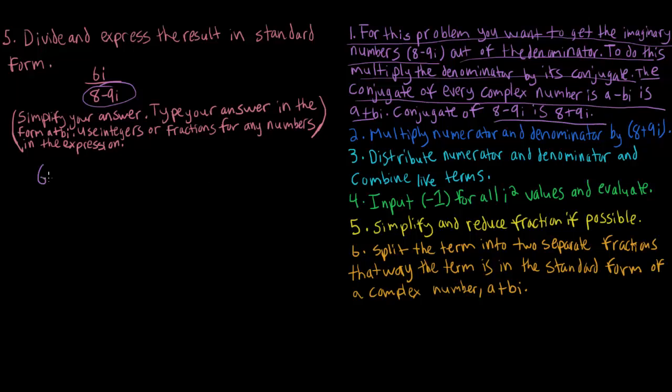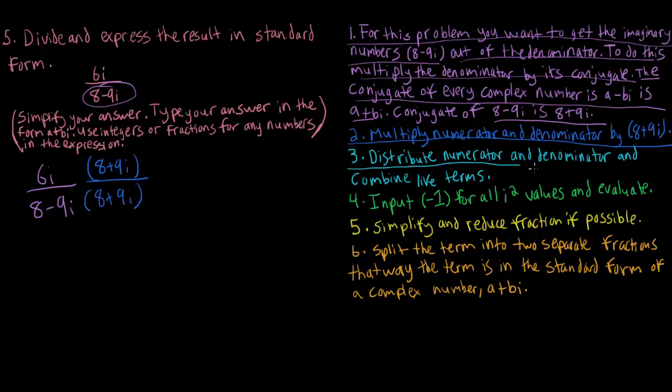So we can go ahead and rewrite the equation, 6i over 8 minus 9i. Now we need to multiply the numerator and denominator by 8 plus 9i, which is multiplying it by the conjugate. So the numerator and the denominator times 8 plus 9i. And step 3, we need to distribute the numerator and denominator and combine the like terms.